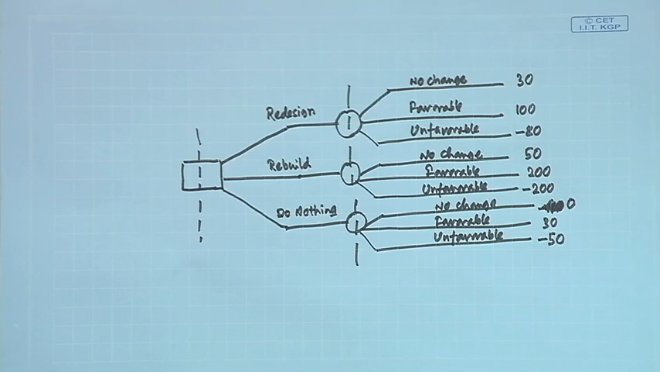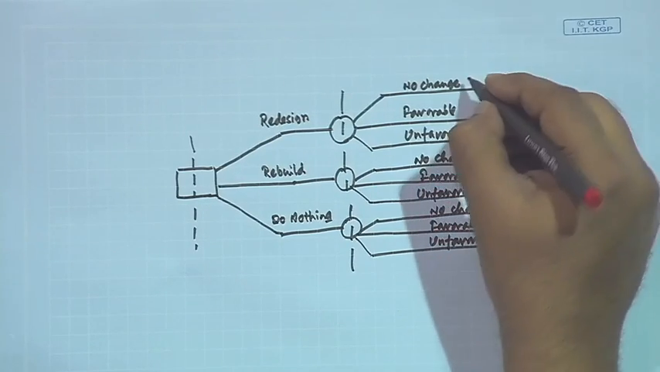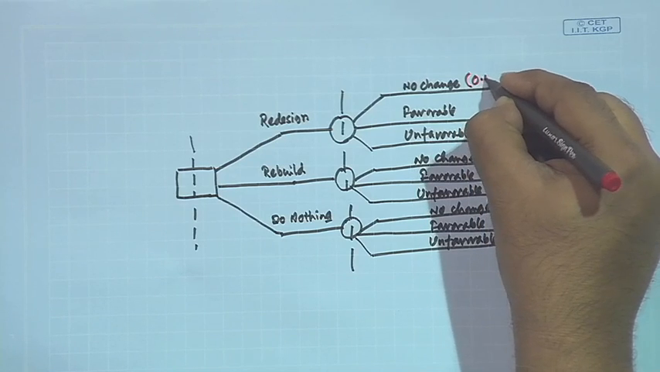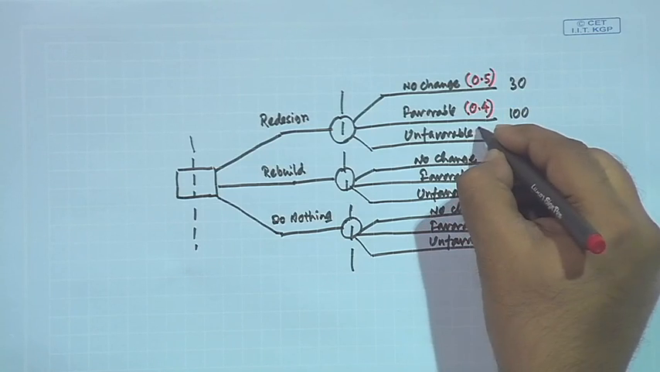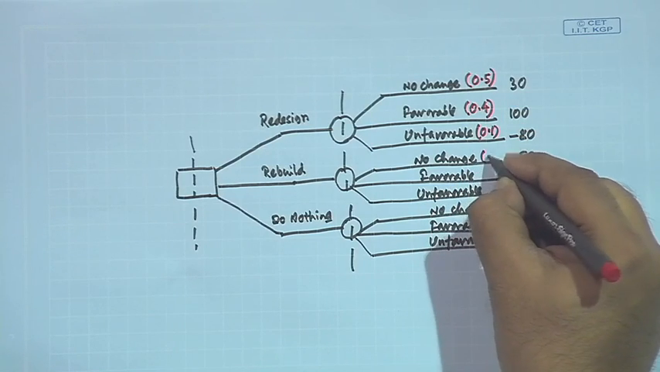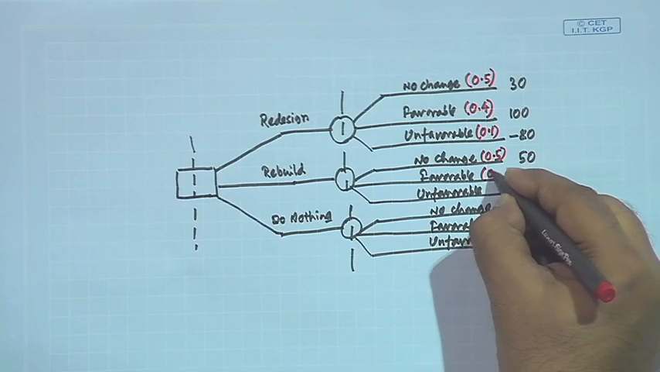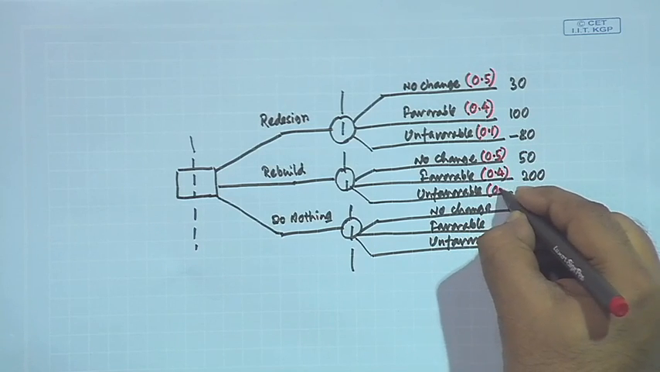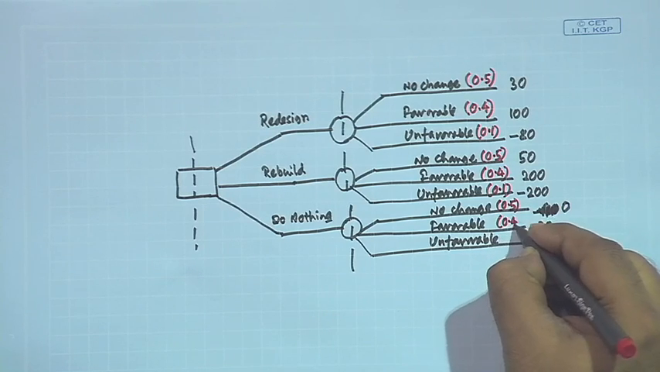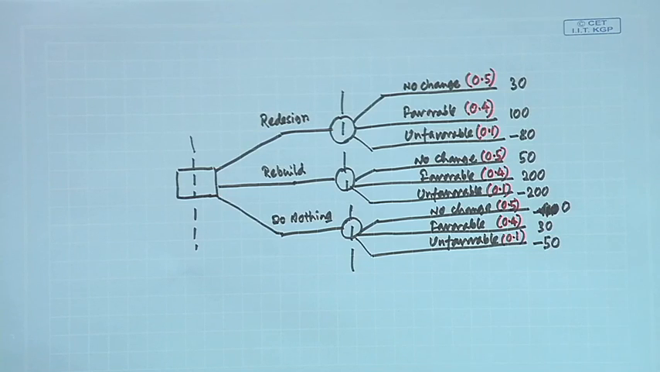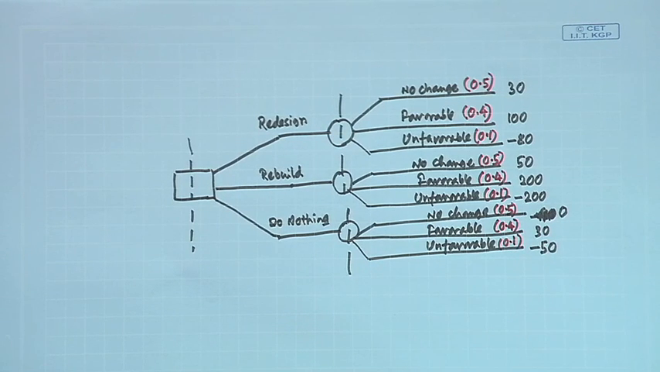Now, we also need some probabilities. Let us assume some probabilities here, and let us say that these probabilities are 0.5, 0.4 and 0.1, right. So, these are the probabilities 0.5, 0.4 and 0.1. Right. Now, what we need to do? We need to calculate the expected values for each of the cases.